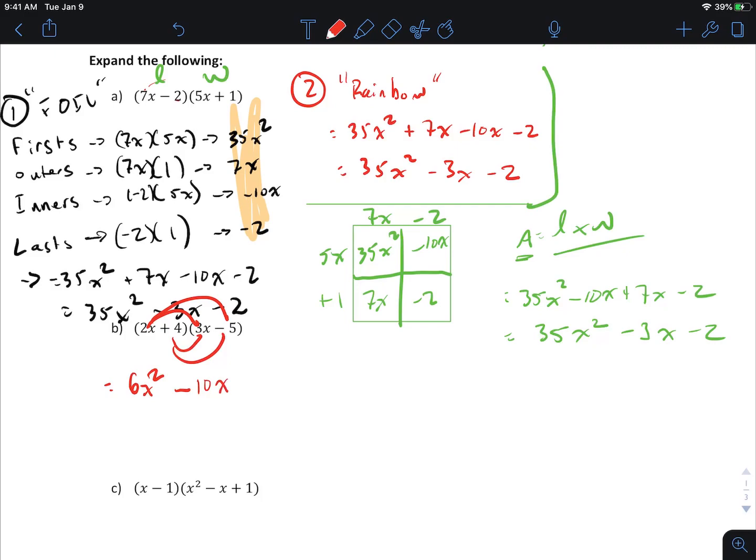4 times 3x is going to be positive 12x. And 4 times negative 5 is negative 20. Okay, and then you just collect the pieces in the middle, and then you're good. Negative 10 plus 12 is going to be positive 2x minus 20.